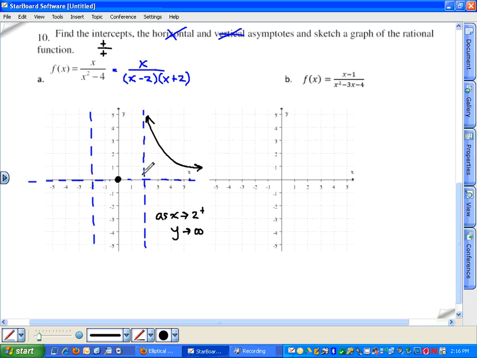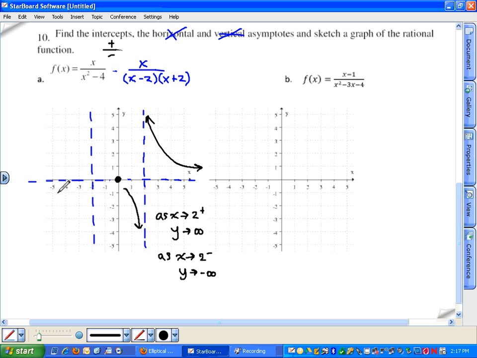Now, on the other side of that asymptote is as x is approaching 2 from the negative direction. This is the negative direction, and x is approaching it. We've got to figure out what's happening with y. So if we choose a test point of 1, for example, 1 gives us a positive number in the numerator, but 1 squared minus 4 results in a negative number. And a positive divided by negative is a negative, so that shows us that y is going to be approaching negative infinity as x is getting closer to that asymptote.